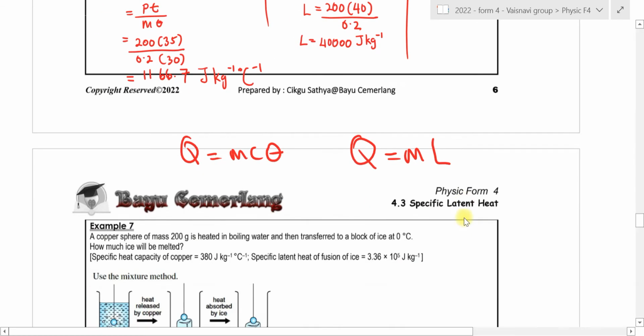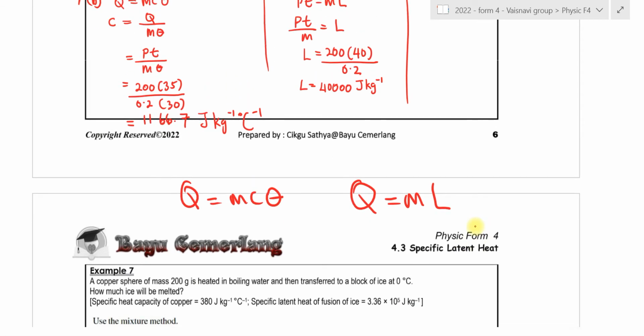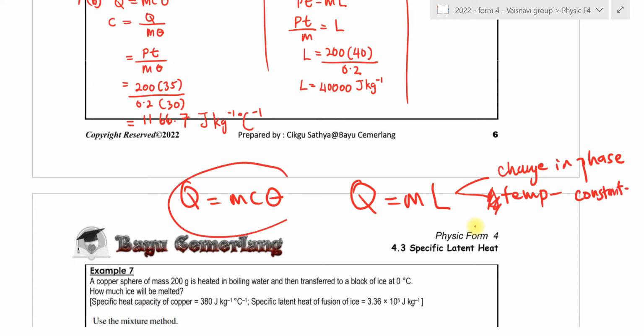Okay. So Q equal to MC theta, Q equal to ML. ML ni kita guna when there is a change in phase, and the temperature, there is no change lah. Temperature constant. Q equal to MC theta, the phase is constant, tapi temperature dia berubah. Temperature change. That's why in the formula we have theta to show the change in temperature.